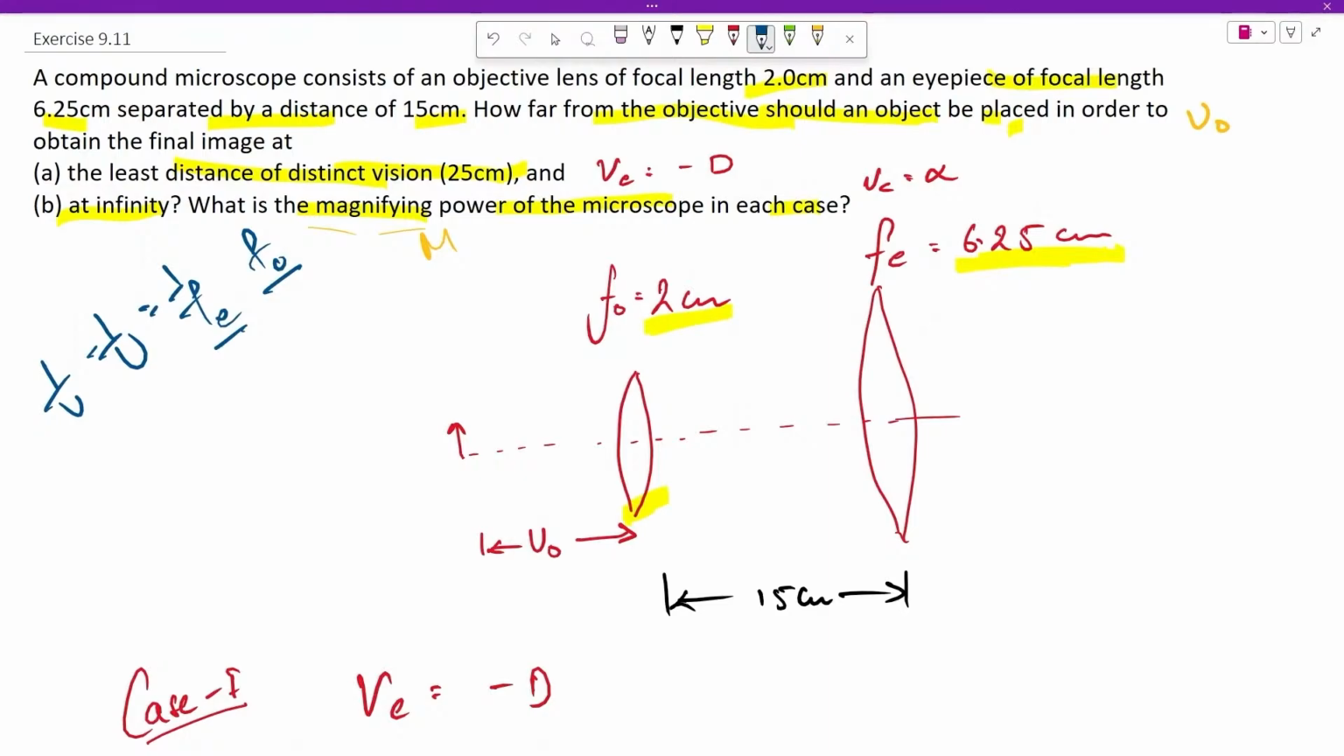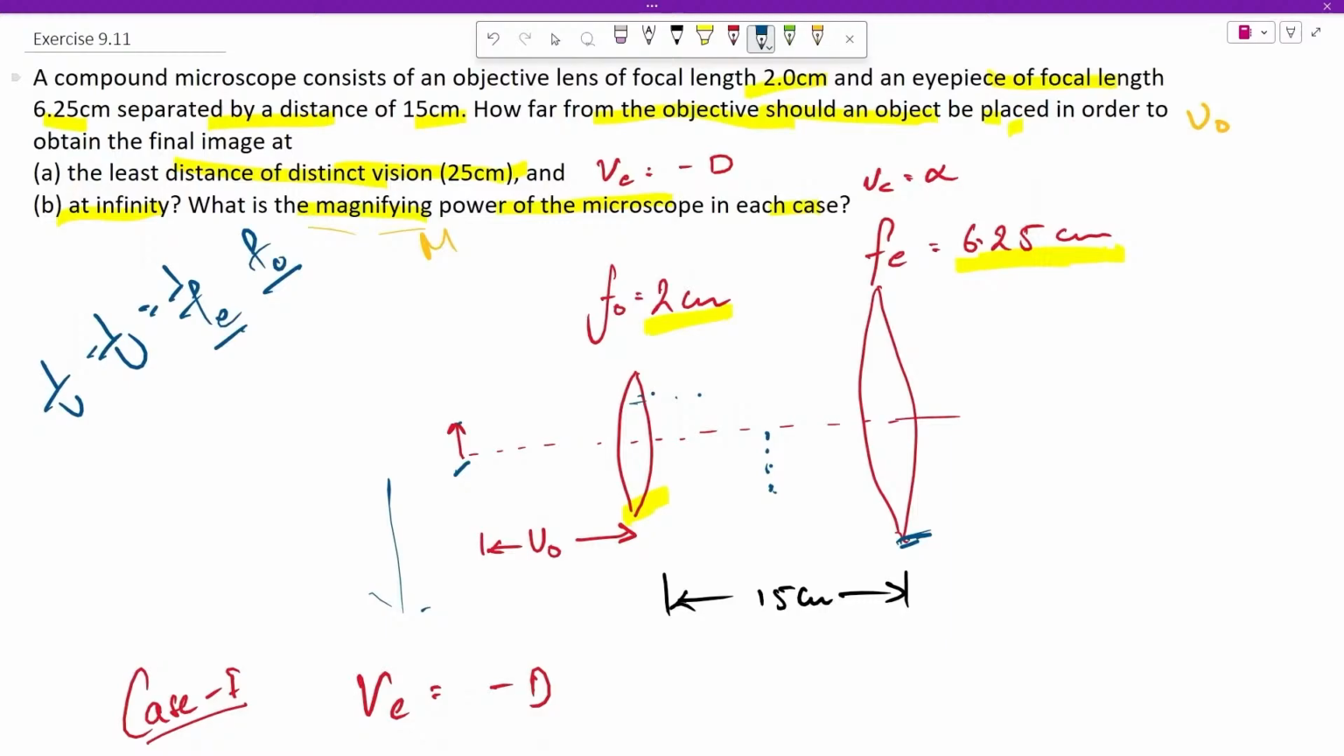Now let us move towards the first case where the image is forming at the least distance of distinct vision, that is 25 centimeter. So we know that in a compound microscope an object is placed over here in front of the objective. Now this will form a virtual image between these two lenses, let us say over here, and this virtual image will be treated as a virtual object for the eyepiece, and this eyepiece will form the final image, which is somewhat magnified. Now we have to find out the value of u naught in both the cases.